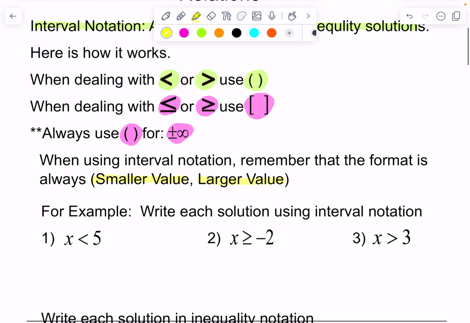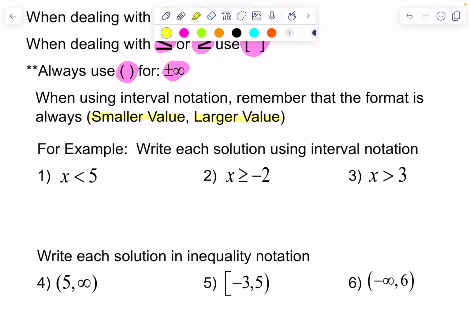So let's go over a few examples. Let's write each solution using interval notation. Now, my humble suggestion is always to write a rudimentary graph so you can actually visualize what's happening with the numbers. So for our first example, we have x is less than 5. So I'm going to draw a little rudimentary graph here, put my 0 so I can have a place value. I'm going to rest my 5 there, and it's less than. So I'm going to use a parenthesis, and I'm going to shade to the left.